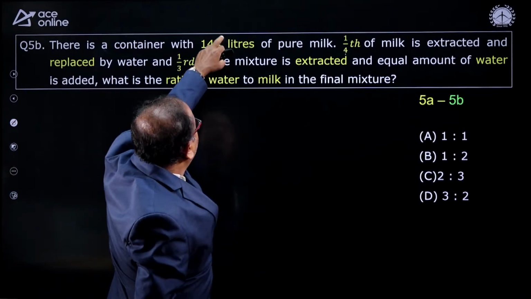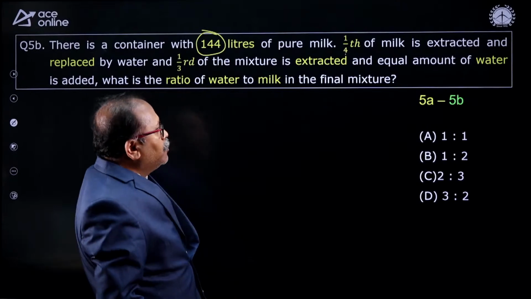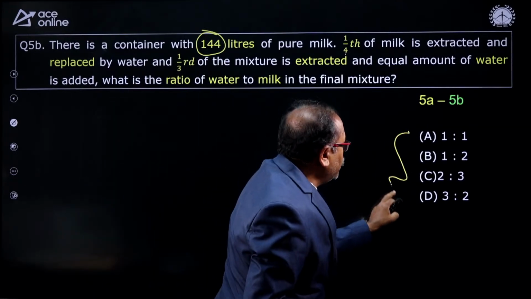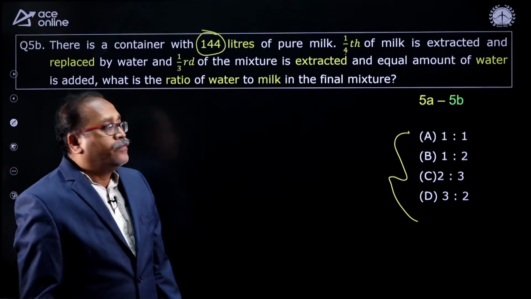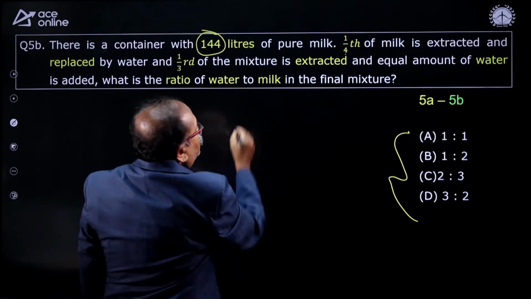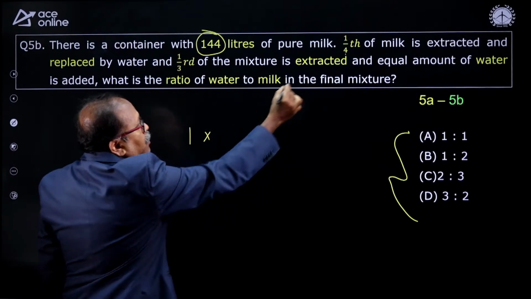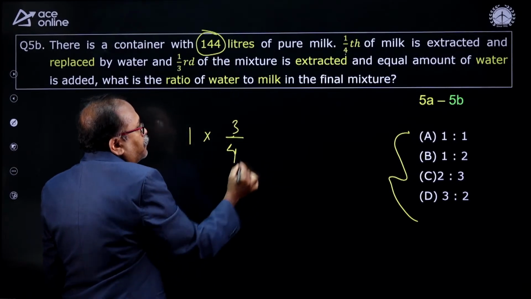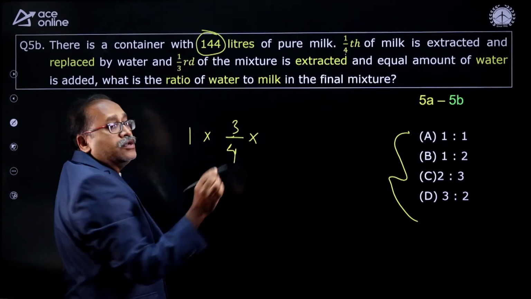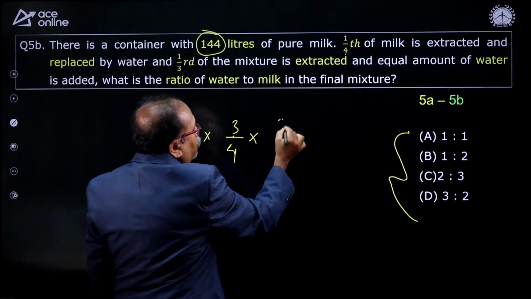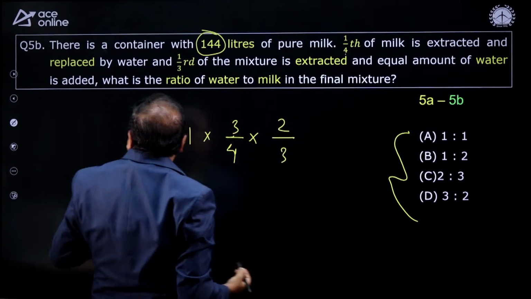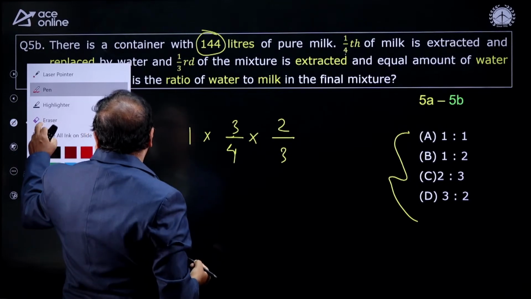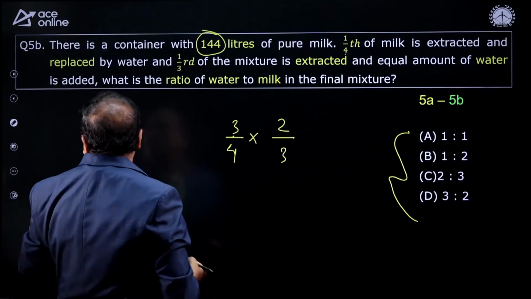Now you know I have nothing to do with this value, because it is asked about the ratio. Now what do I do here? If the initial value is 1 and 1/4 is taken out, I will be left with 3/4, and then 1/3 is taken out, then I will be left with 2/3. You don't even need to write down this part in order to get the ratio.